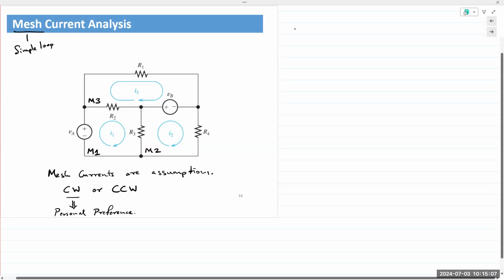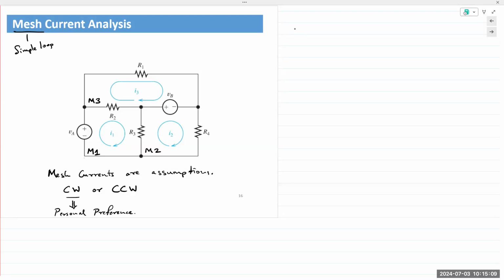It is, of course, possible to mix and match. You can choose either clockwise for one and then counterclockwise for the next mesh, that is absolutely fine. It has no bearing whatsoever on your final answer in terms of correctness. Okay. As long as your assumptions stay consistent throughout the entire analysis, your answers at the end will always turn out to be correct. Okay. So once you make an assumption at the beginning of the problem, it remains the same till the end. Okay. So what do we do next?